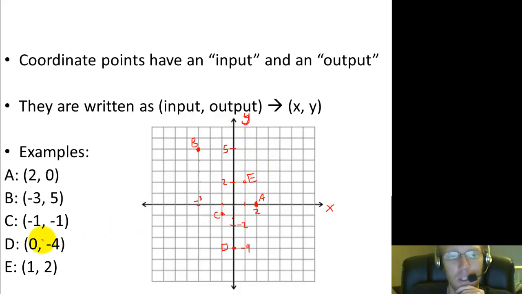Okay, so this is how you plot points. The first number in the parentheses is how far you go left or right on the input or x-axis, and the second number is how far you go up or down on the output or y-axis.